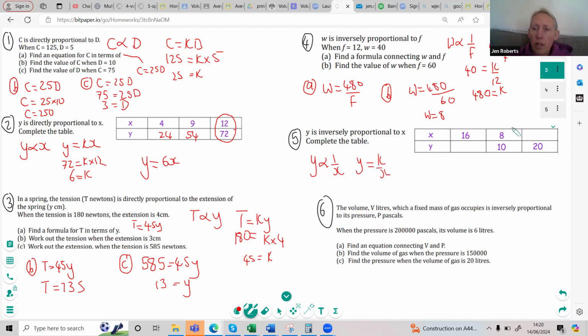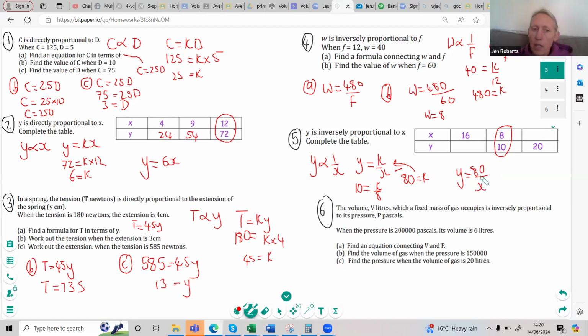We're going to use this information this time to get our K. So 10 equals K over 8. Times both sides by 8. K is 80. So put it into there. This is our formula. Y equals 80 divided by X.